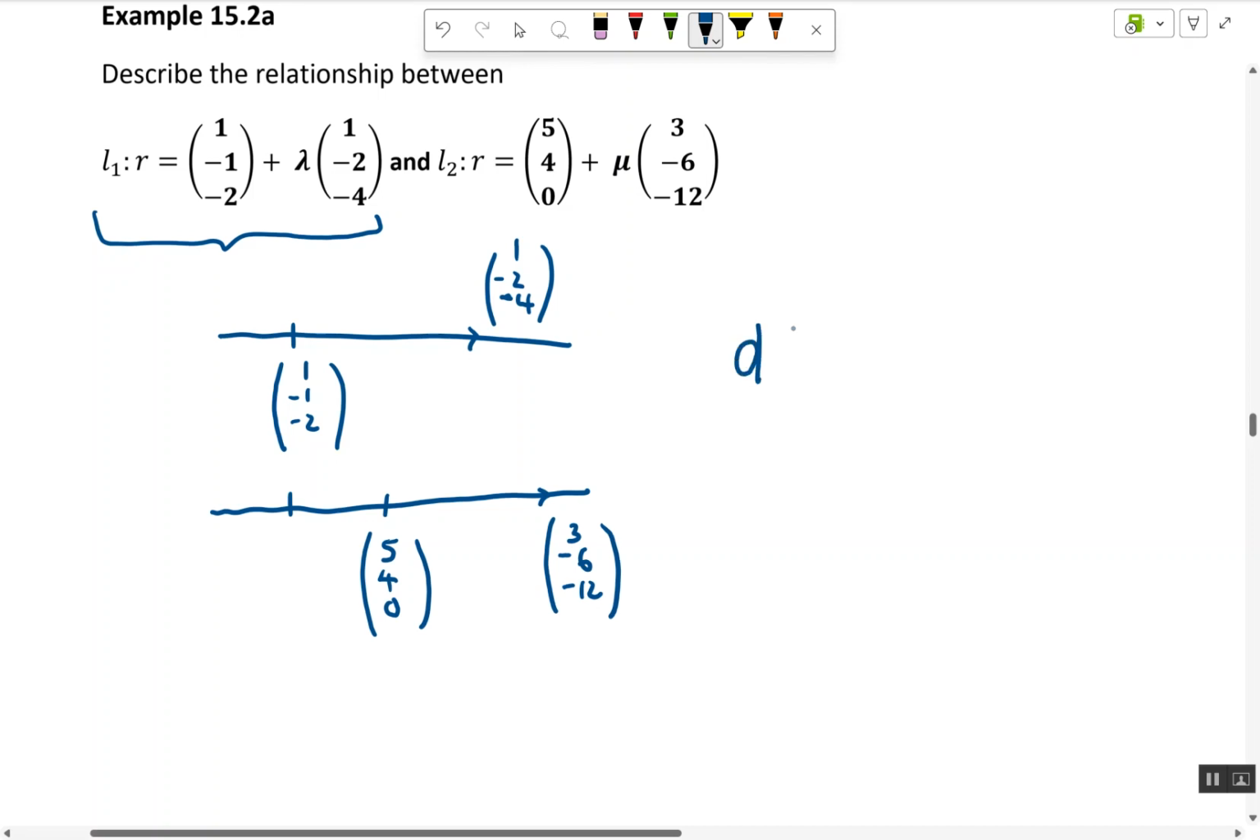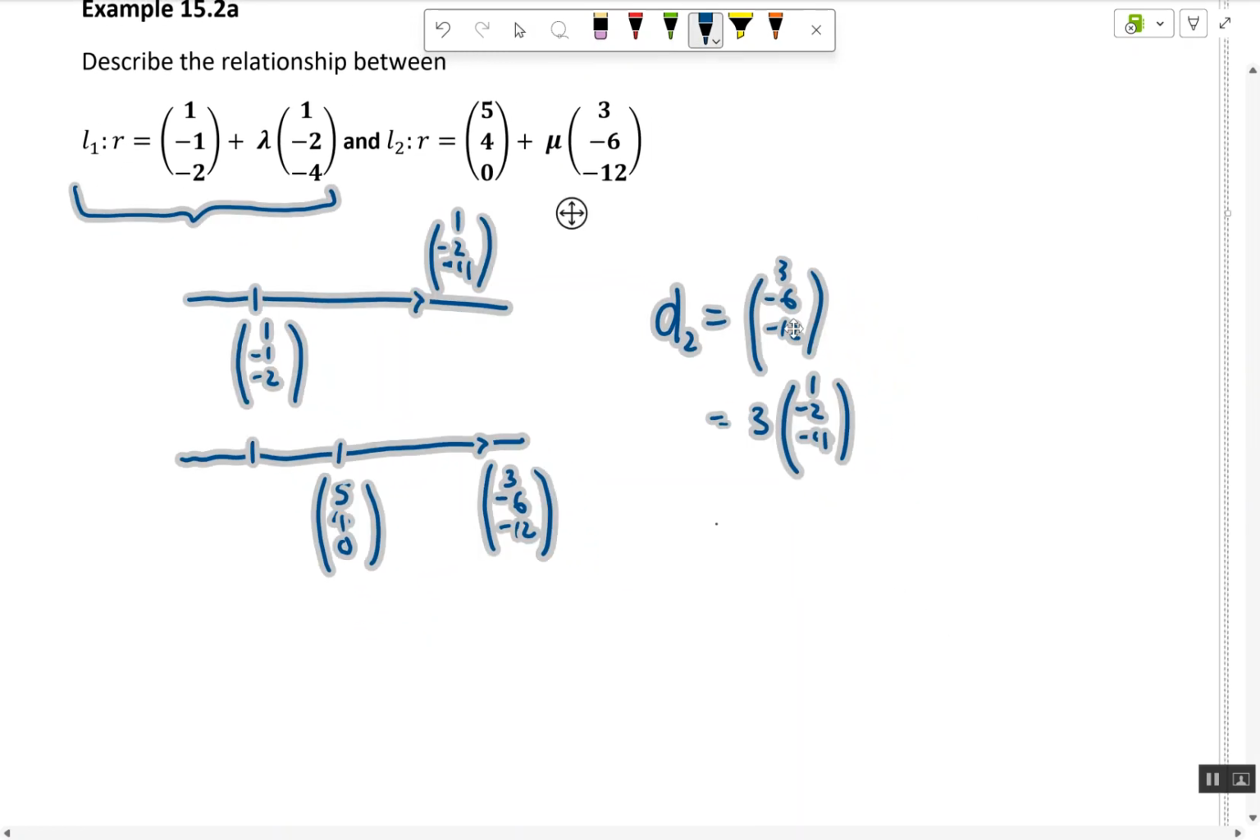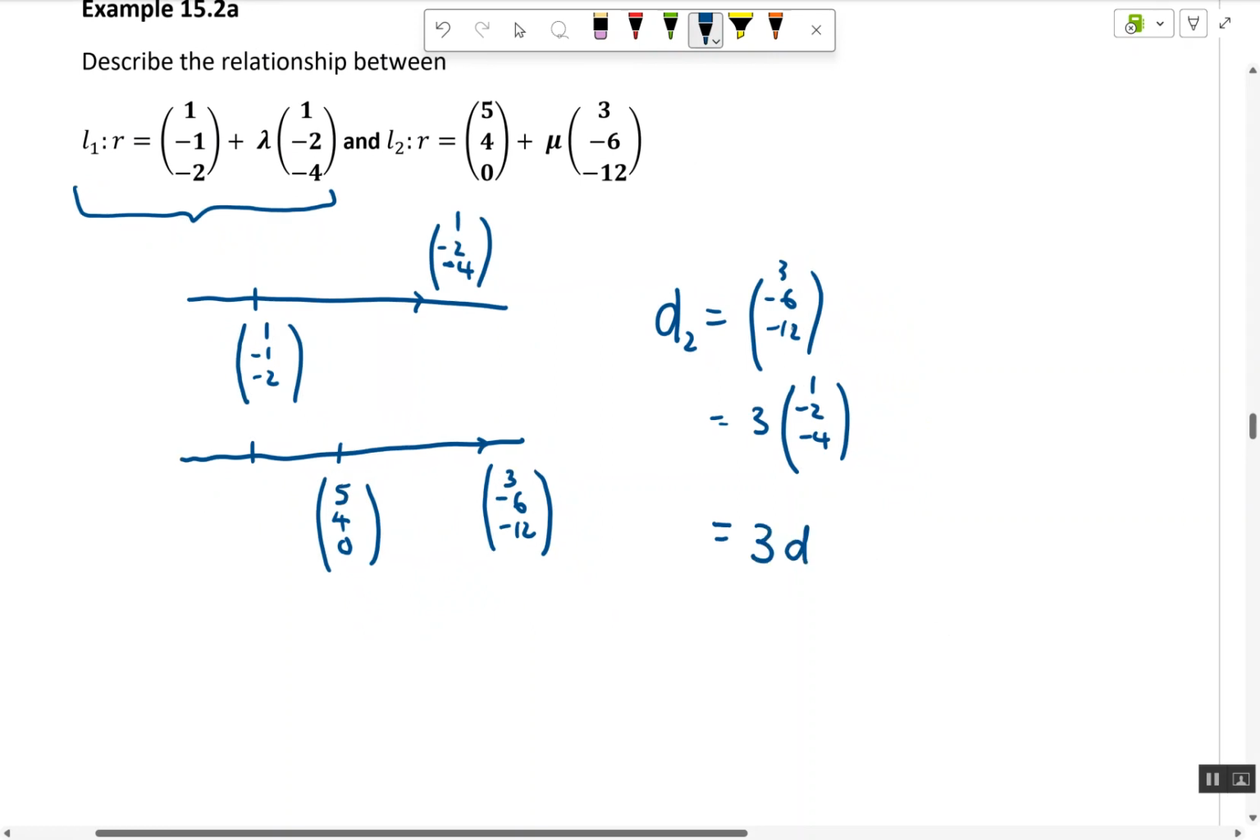Also, I noticed that D2, which is (3, -6, -12), is equal to 3 times (1, -2, -4). You can factorize out a negative sometimes also, it doesn't matter, as negative just means that the direction is opposite. This is 3 times D1. So since D2 is equal to 3 times D1, then L1 has to be parallel to L2.